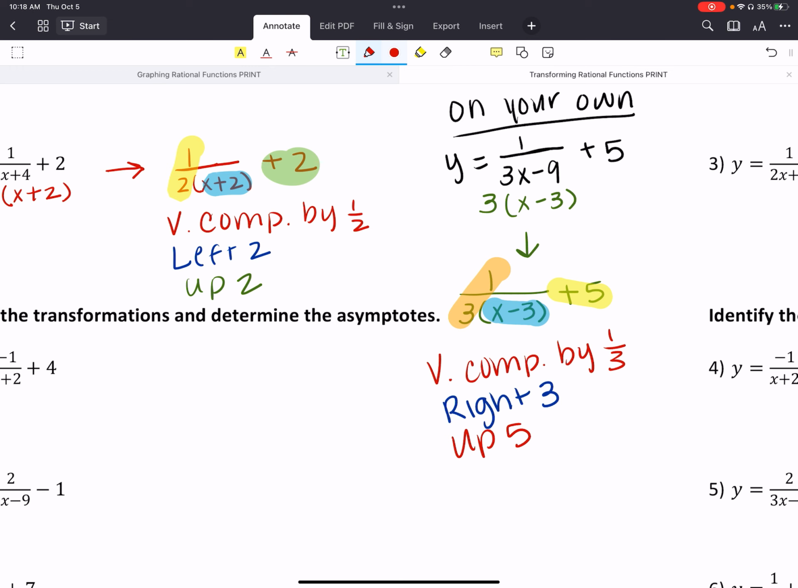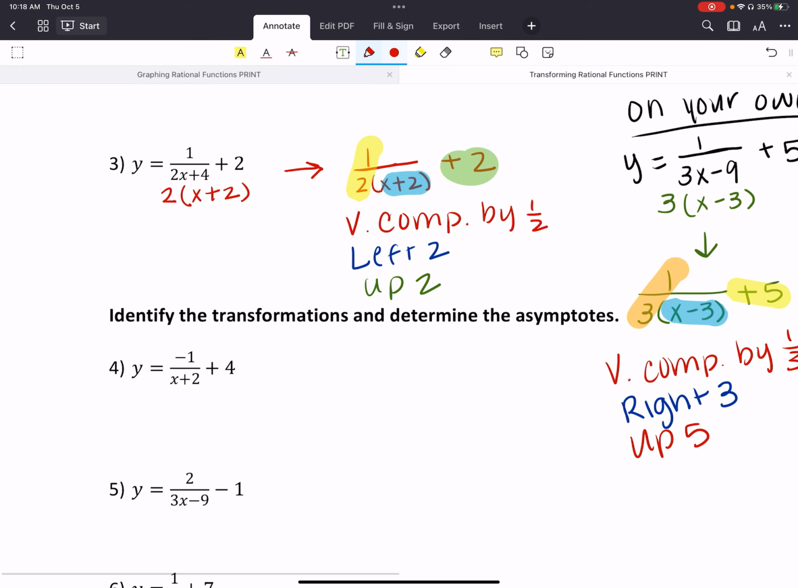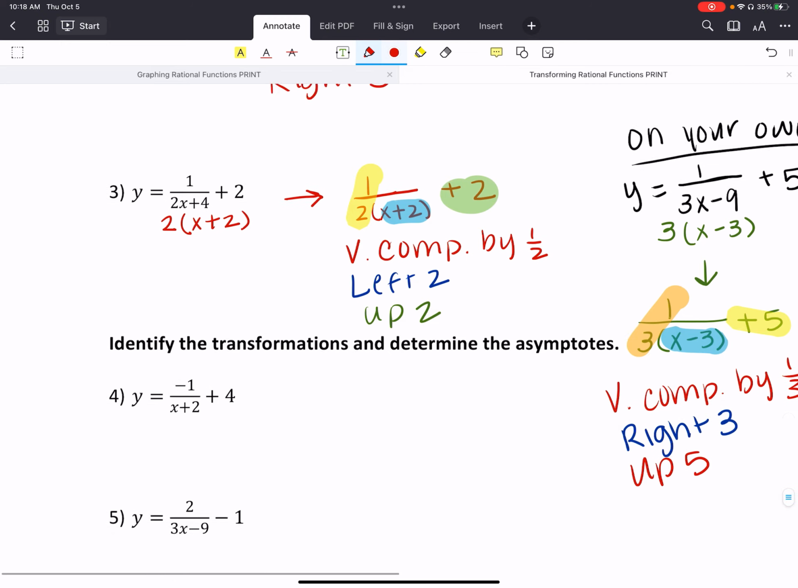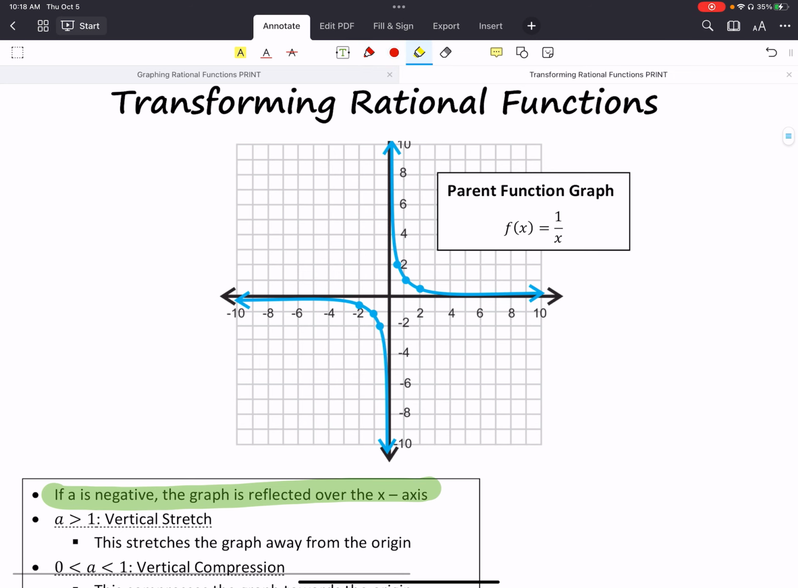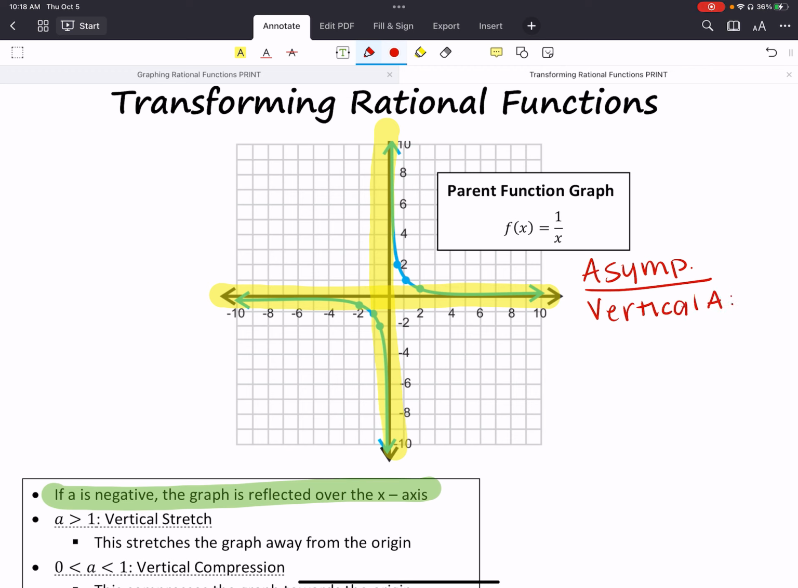Okay, so now it says identify transformations and determine the asymptotes. So let's go back up and look at our original function. Our asymptotes are the lines a graph approaches but never touches. On our parent function, we have a vertical asymptote of x equals 0. That means our vertical asymptote is the one on our y-axis. And then we have a horizontal asymptote of y equals 0.